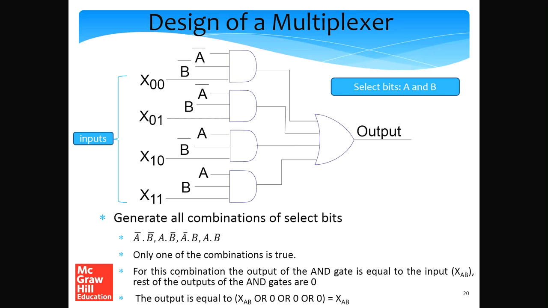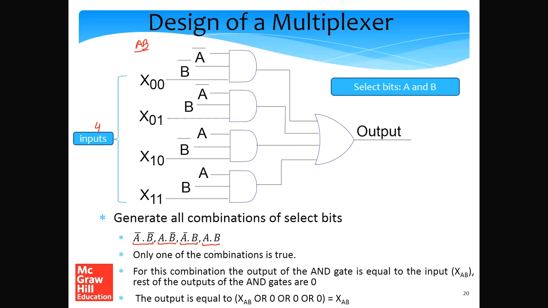So let's consider a 2-bit multiplexer where there are 4 inputs and there are 2 select bits, A and B. If A and B are 0, 0, we want to choose the first input, 0, 1 the second input, 1, 0 the third input, and 1, 1 the fourth input. So what we do is that we generate all the combinations of the select bits, and so the 4 combinations are A bar and B bar, A and B bar. B bar means the complement of B, and A complement ANDed with B, A bar dot B, and AB. So we are generating all the combinations of select bits.